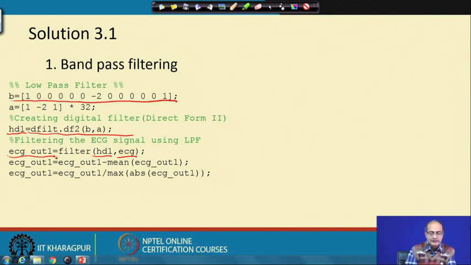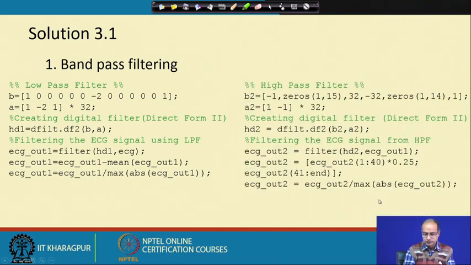Now, this signal ECG out 1 is again normalized: we take out the mean and divide by the absolute max, so that the signal is contained again between -1 and +1 and remains zero mean. After that, we have to do the high pass filter. So, let us look at the high pass filter.